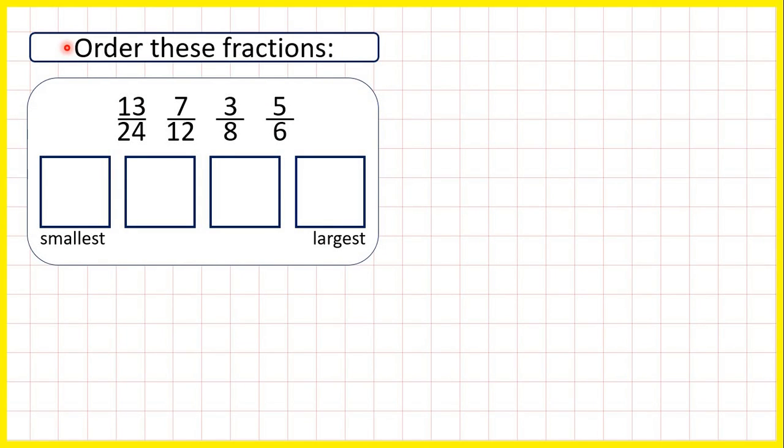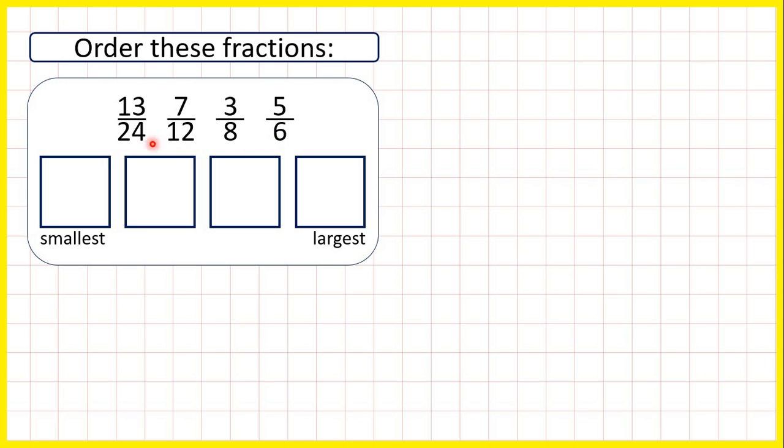So here we need to order these fractions, but these fractions have different denominators, and the easiest way to compare fractions is to find equivalent fractions so that the denominators are the same.